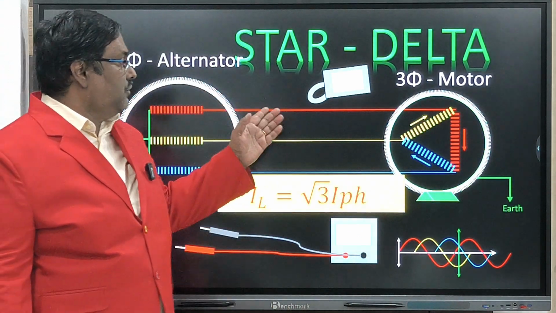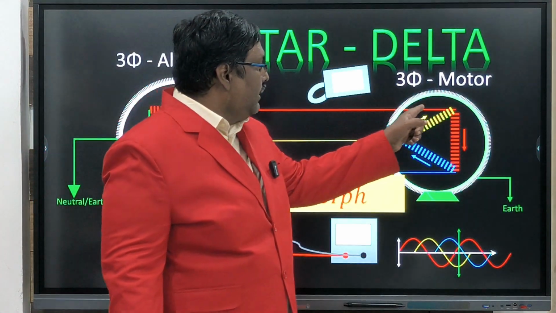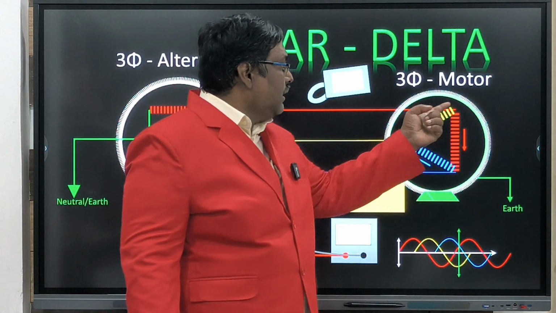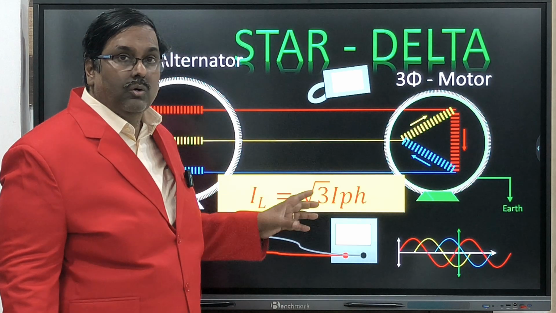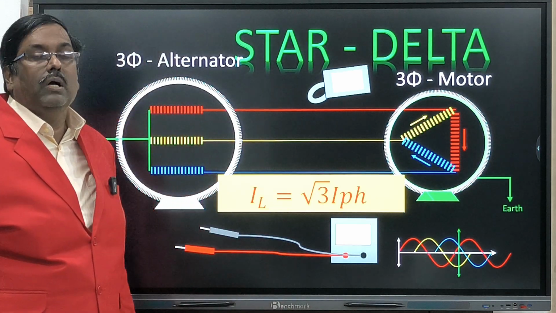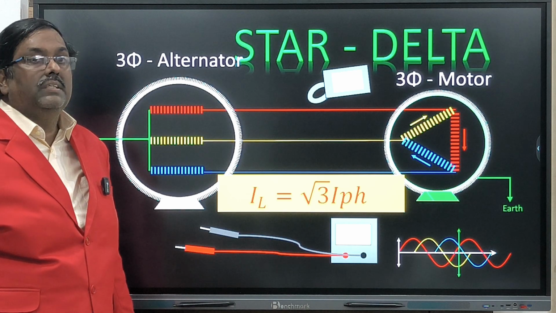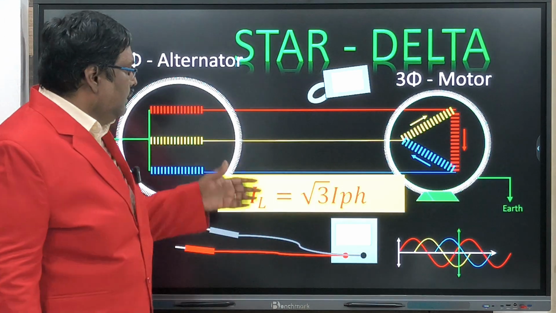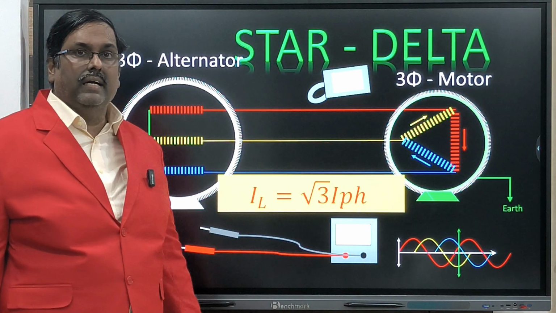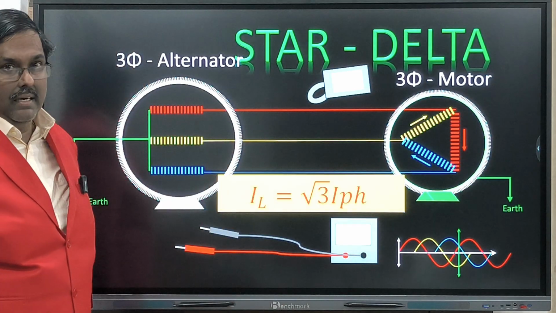So Kirchhoff's law means your current is coming from here, is going here, and some current is coming here, minus. So if you add together, that point will become 0. Accordingly, you can calculate the current. If you go for further calculation, that will be there. But we don't want that much extent, that much level. We will just understand the system, what is star delta.